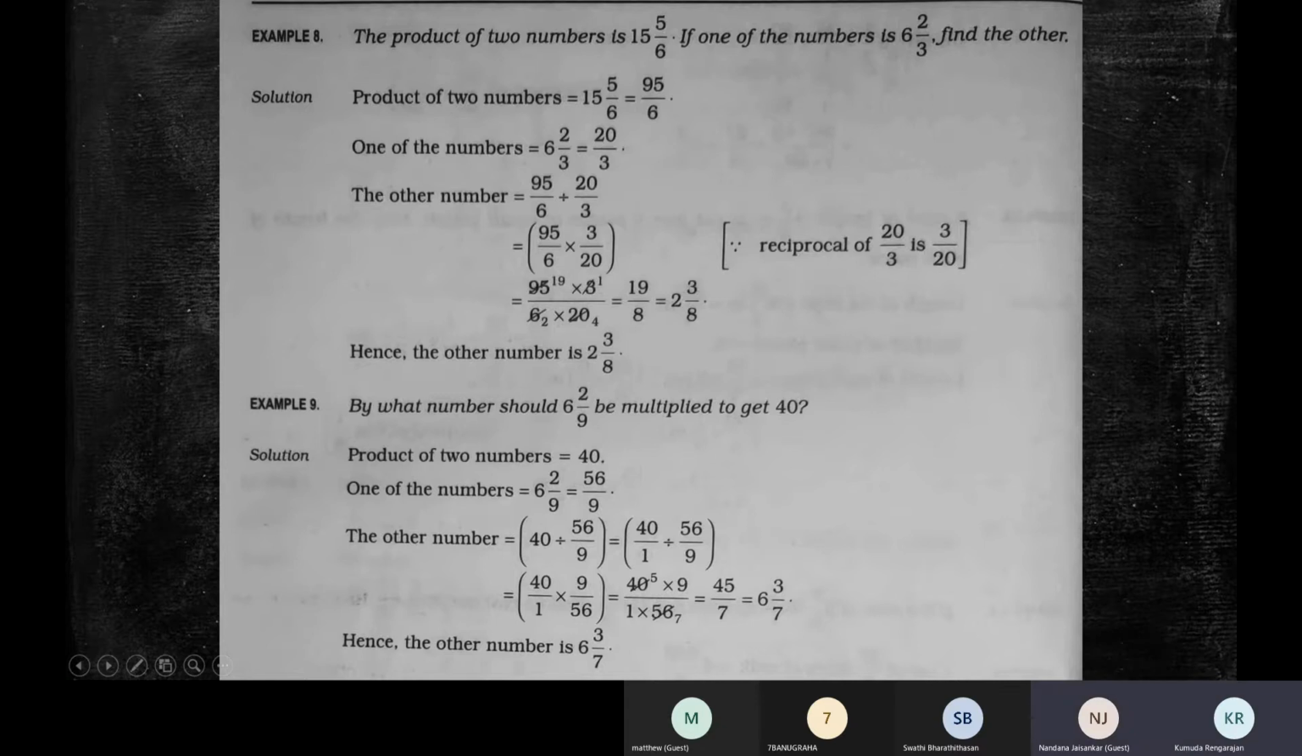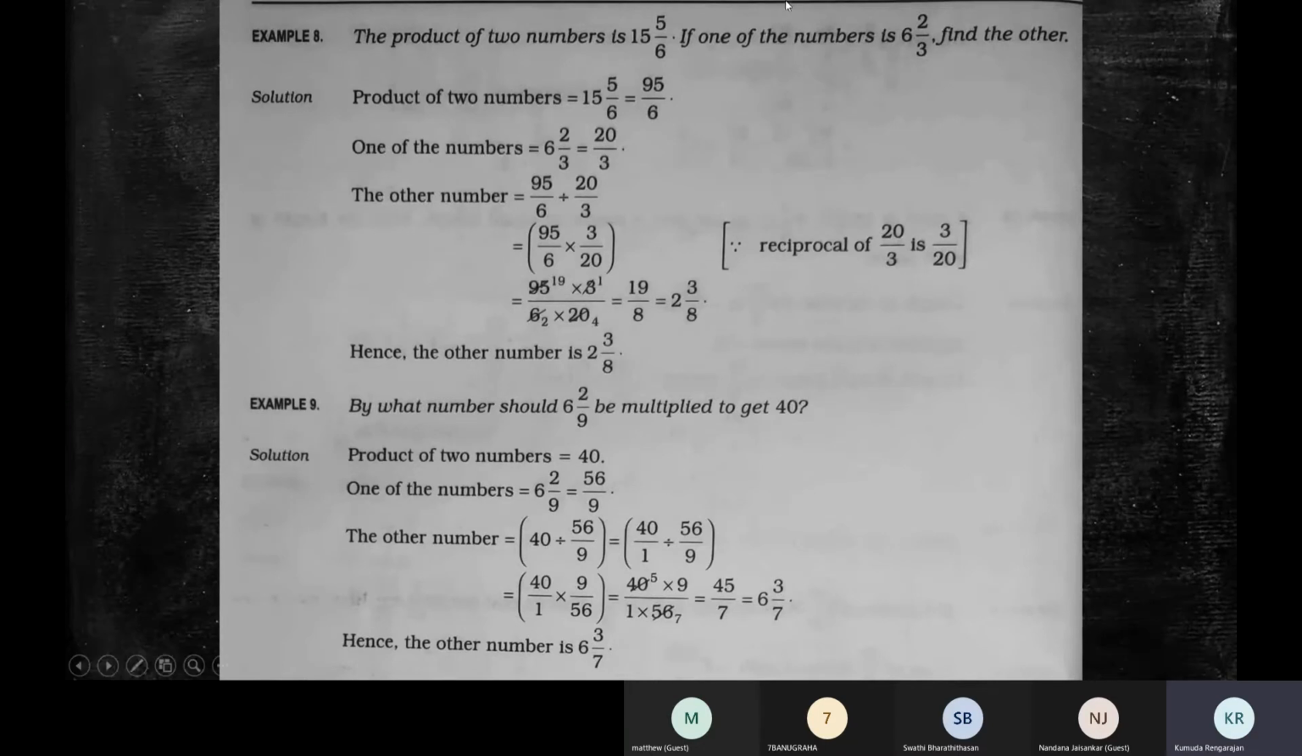Ma'am, we should divide 100 divided by 25. What is 100 divided by 25? Ma'am, 4. So the other number is 4. And it's correct, right? We can check the answer. One number is 25, the other number is 4, and 25 into 4 is 100. So our answer is correct.